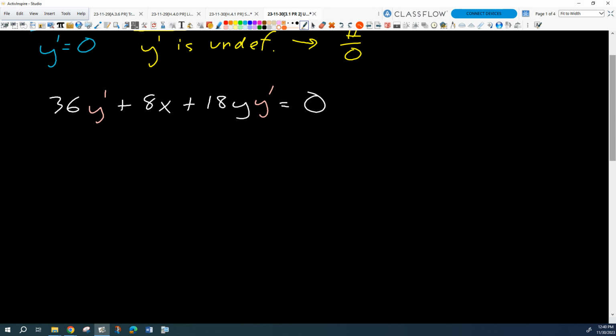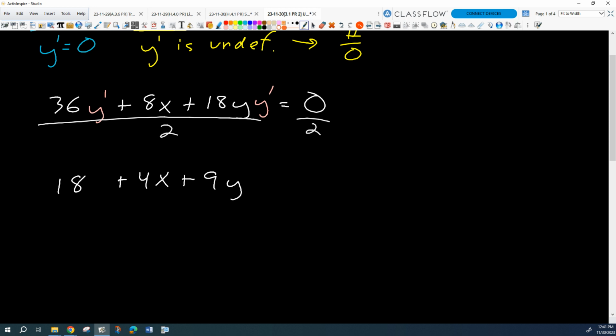We could simplify by dividing both sides through by what number? 2? Yeah. Okay, good. We could divide each side through by 2. Let's just do that so we get smaller coefficients. So then I get 18y prime. Okay, so now let's solve that for y prime.